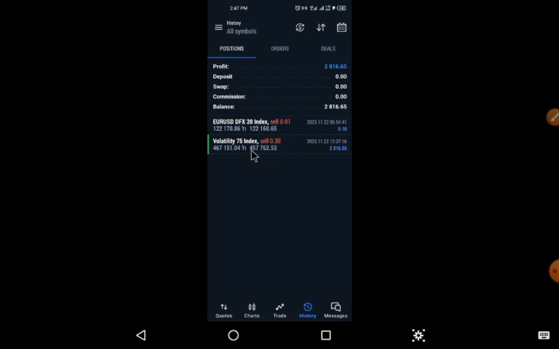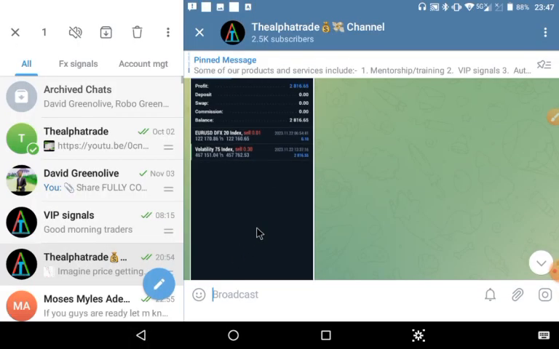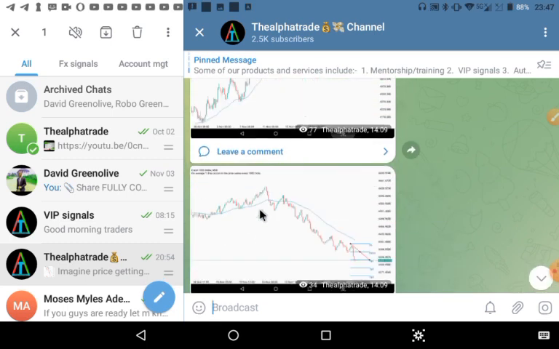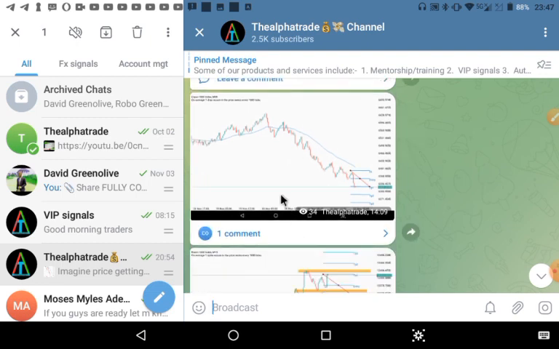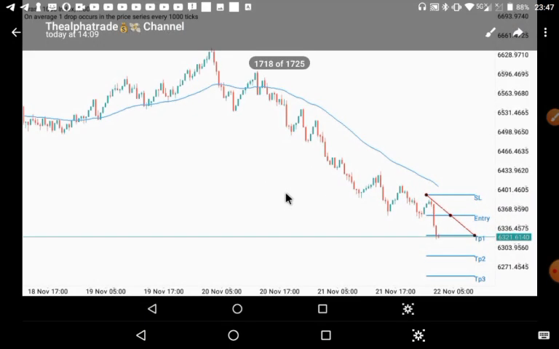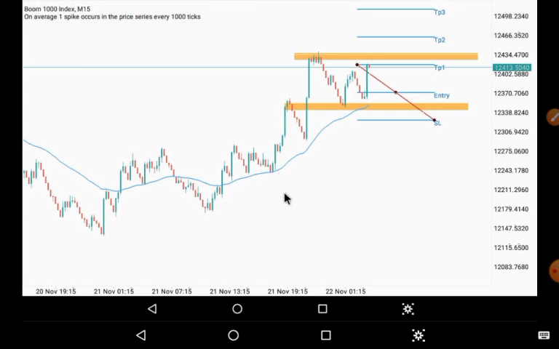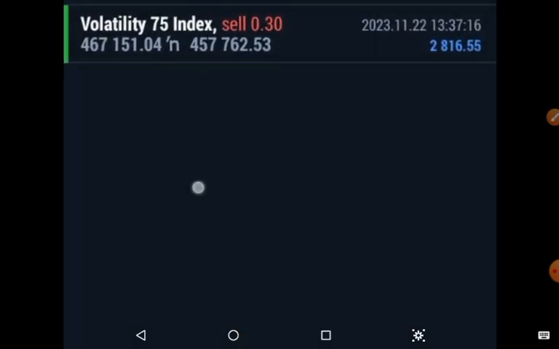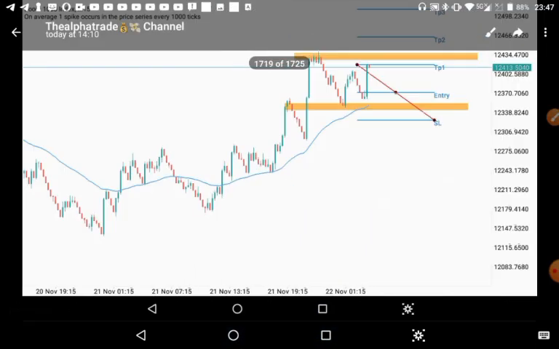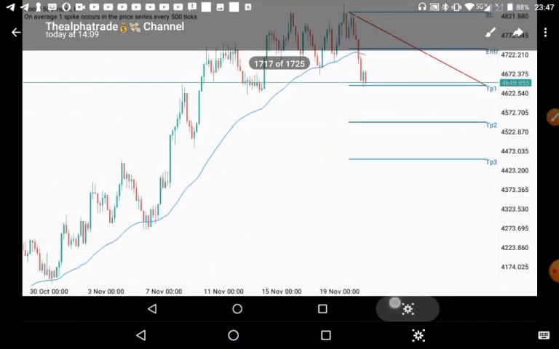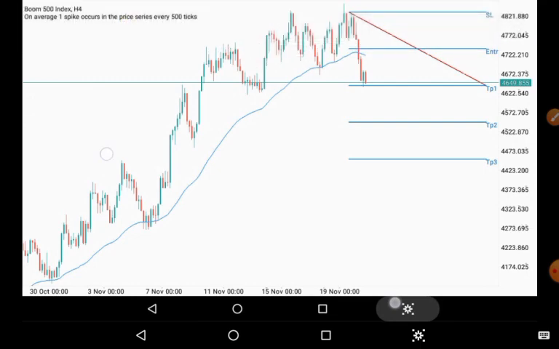But I took this one, this VIX 75. It was one of the setups that I called out, and I actually took the trade on it. That's why you see it here. You can see how it played out so well, guys. It played out so very well.